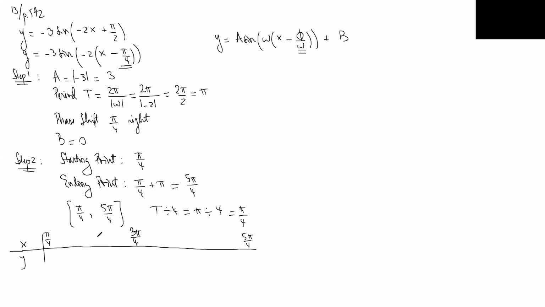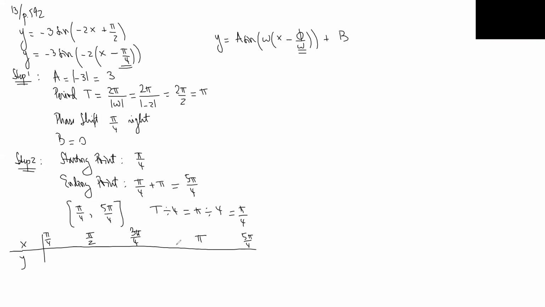Okay, now I will repeat the process to find the midpoint here and the midpoint here. So this one, pi over 4 plus 3 pi over 4 will give me 4 pi over 4, or pi, divided by 2 is pi over 2. Here, you take these two values, add them up, divide by 2. So 3 pi over 4 plus 5 pi over 4 is 8 pi over 4, or 2 pi. Divided by 2 is just pi.